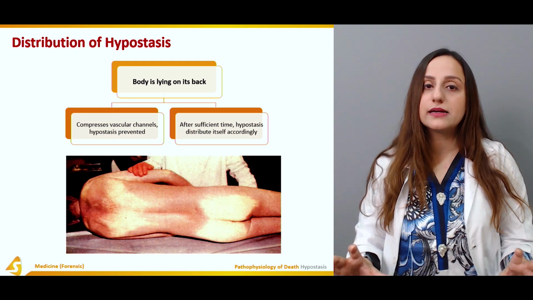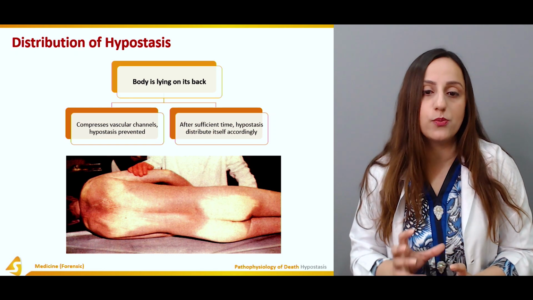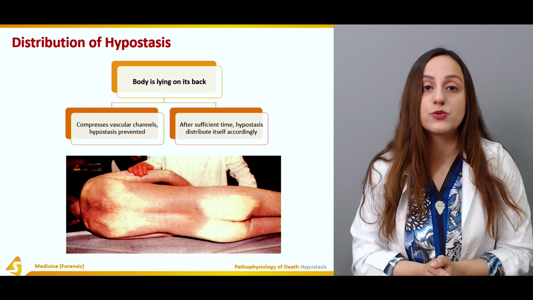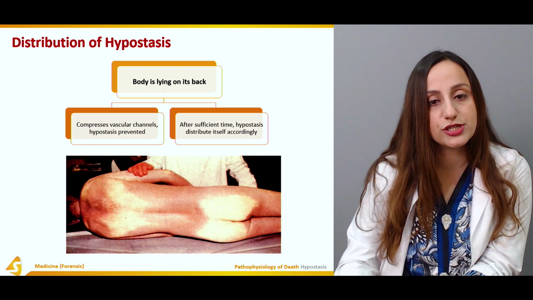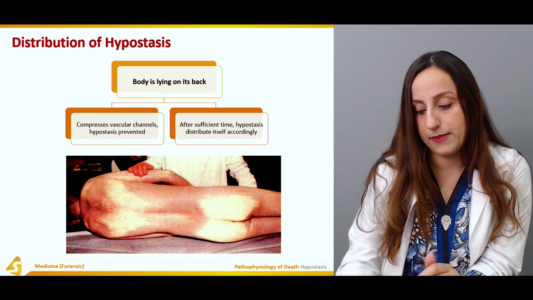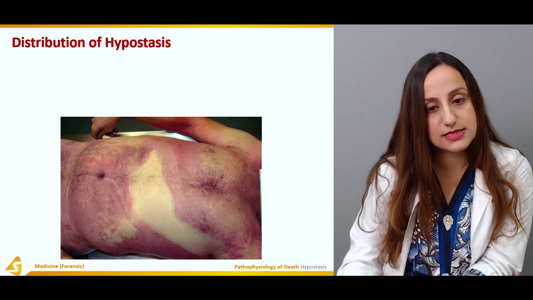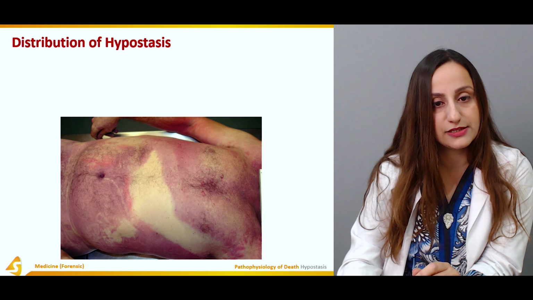The initial pattern that is made and how it is fixed basically shows us how the body was and what vascular channels were prevented and what vascular channels were compressed in that position. So that is basically, in this picture, it is showing that the body was lying on its back. So these are the different patterns. It's basically showing the type of clothing the person is wearing, that is also signified in some cases.